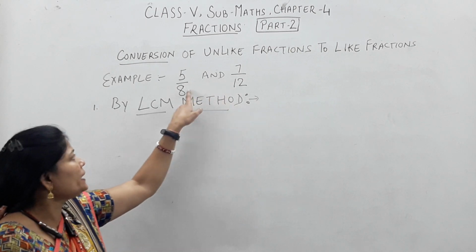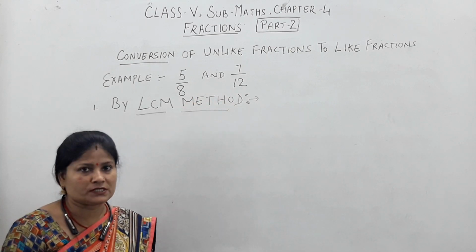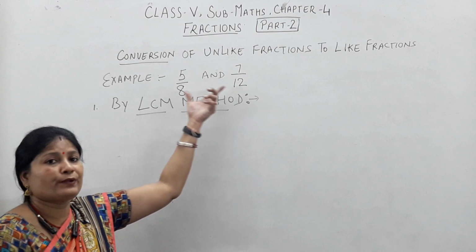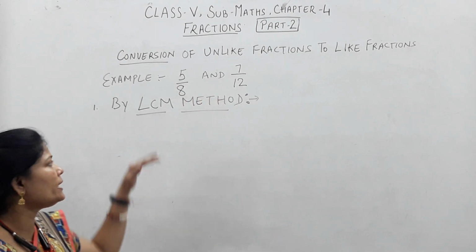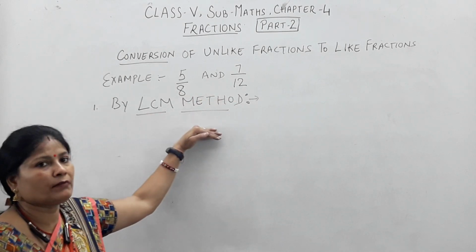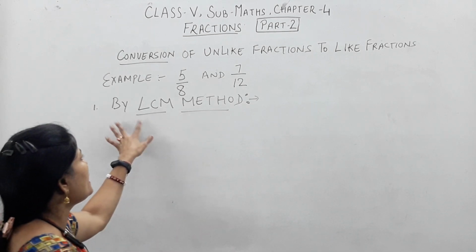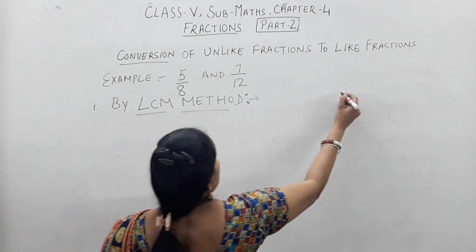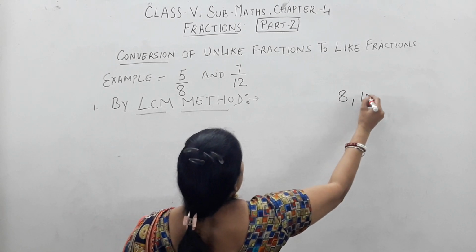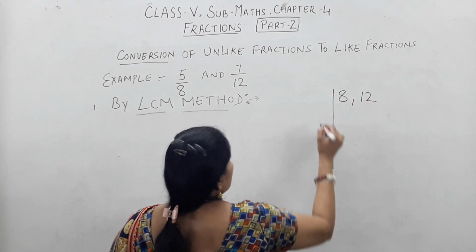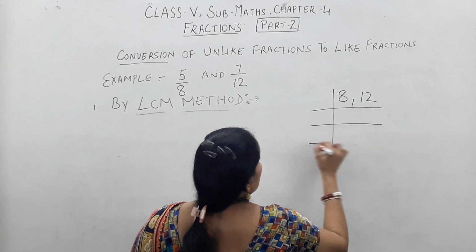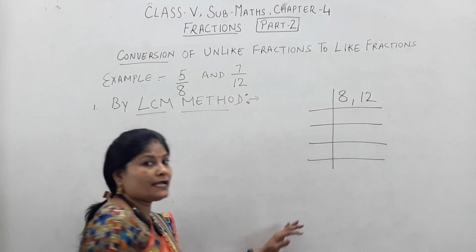See children, 8 and 12 both are composite numbers. This is not a prime number. So what do I have to do? I will do it with the LCM method. I have to convert into like fractions, but by the second method, the LCM method. Everybody knows about the LCM, because we have already done it in the previous chapter. This is called the division method for the LCM.